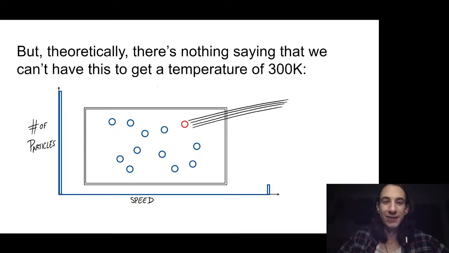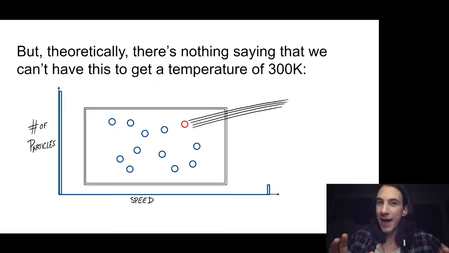This idea where we have to look at the average kinetic energy of our particles. Let's say we have most of our particles not moving, and one particle that's moving incredibly quickly. So we'd look at it and say, okay, the average is still going to be 300. If you took the average, you'd add up all the speeds, so you'd have some giant number plus 0 plus 0 plus 0 plus 0 plus 0, divided by the total number of particles you have.